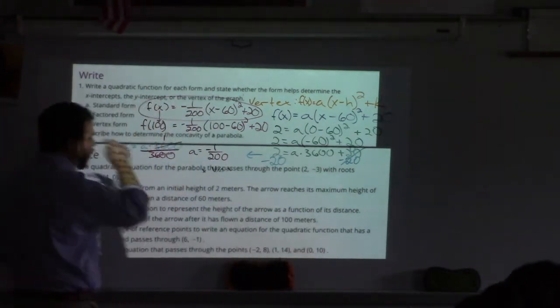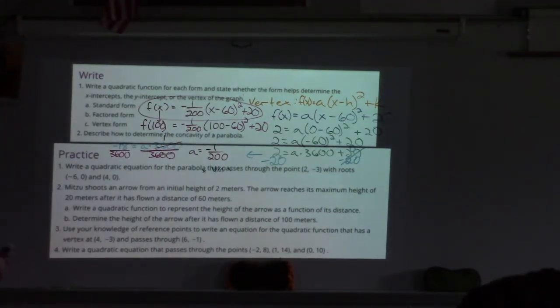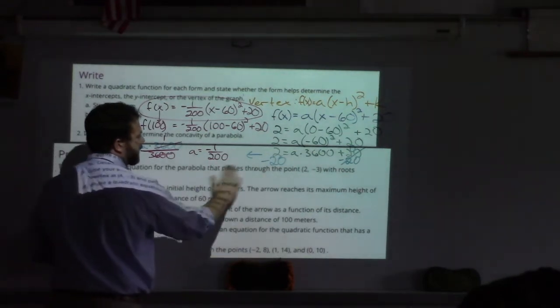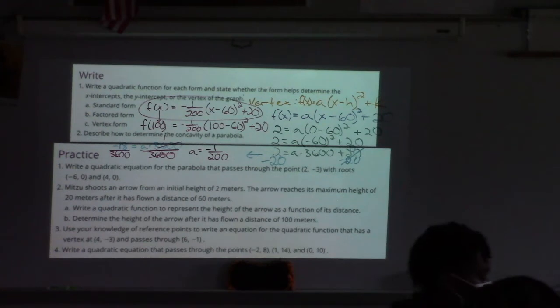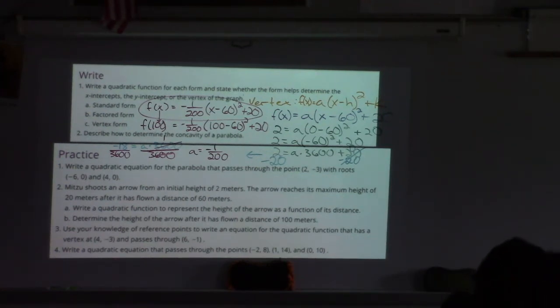So, looking at number 1, write a quadratic equation for the parabola that passes through the point (2, -3) with roots (-6, 0) and (4, 0). Again, most of us did not do this on the understanding check, and it hurt us, because I saw us already writing, well, which form am I going to start with? For number 1, which form of quadratic equation are we going to use? Factors. It'd be factors.